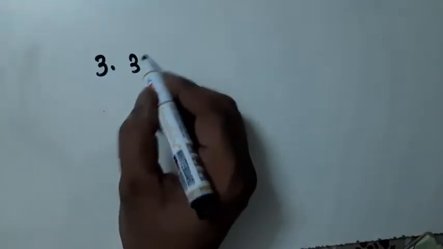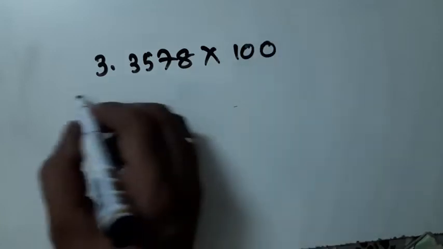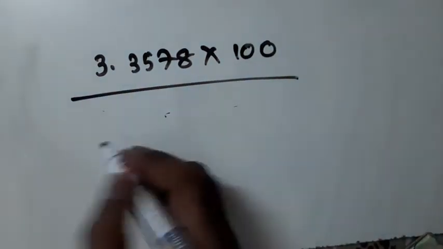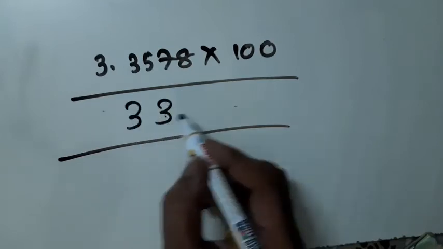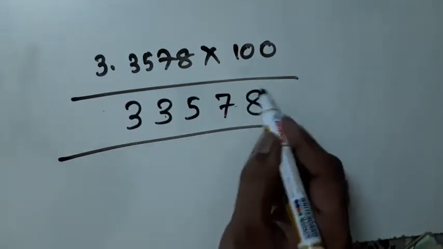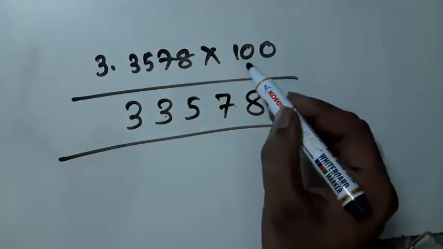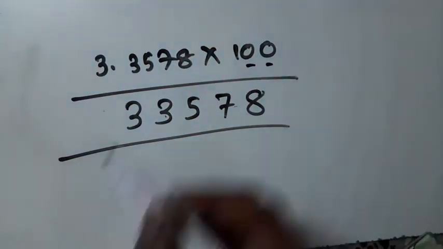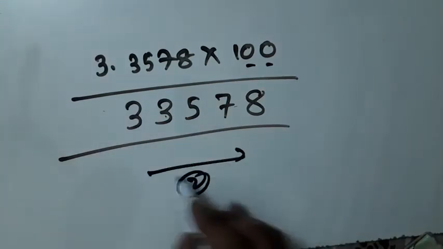Let's take one more example. Suppose here we multiply 3.3578 by 100 now. The same thing we will do. Just write down the number as it is without the point, 33578. After that, we have to count the number of zeros here. So here we have two zeros. So the point has to move two places towards the right.